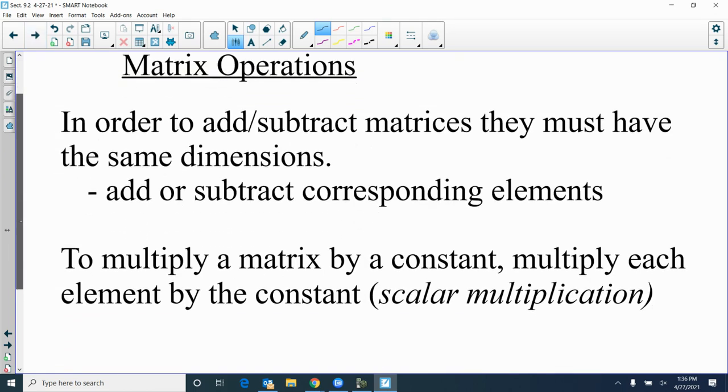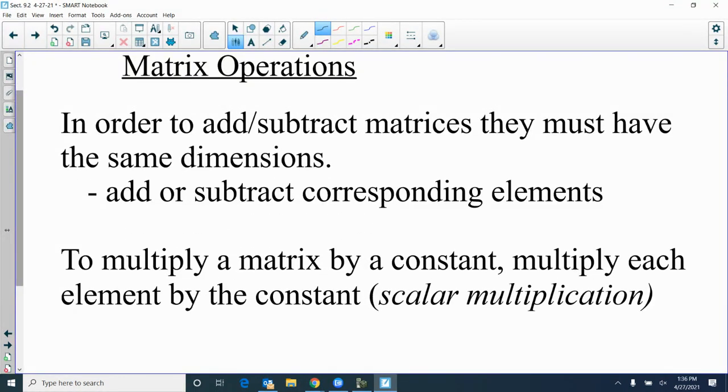To add or subtract, they've got to have the same dimensions. We talked about the dimensions before. That is the number of rows and number of columns. So if one is a 3x2, the other one has to be a 3x2 to add together. If one's a 4x5, the other one has to be a 4x5. Basically, you add or subtract the corresponding elements, exactly what you would think. To multiply a matrix by a constant, take the constant times every term in the matrix. Not the first, not the second, all of them.